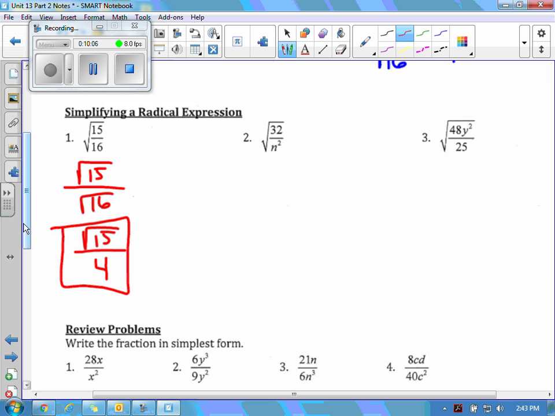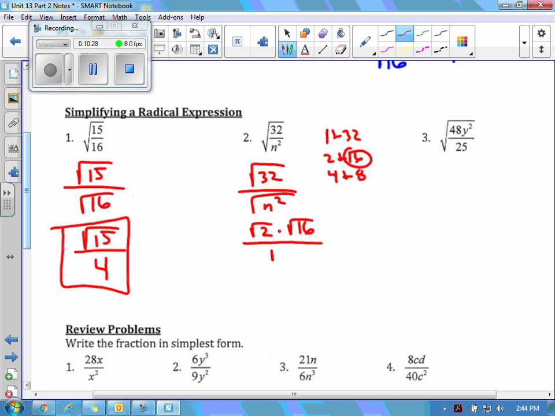For the second one, again, I'm going to start by splitting it. So square root of 32 over the square root of n squared. For 32, my factors are 1 and 32, 2 and 16, and 4 and 8. So I want the biggest one that's a perfect square, which would be 16. So 32, I'm going to split into the square root of 2 times the square root of 16, and that's still over the square root of n squared. So the square root of 16 is 4. There is no square root of 2. The square root of n squared is n. So I'm simplifying there.